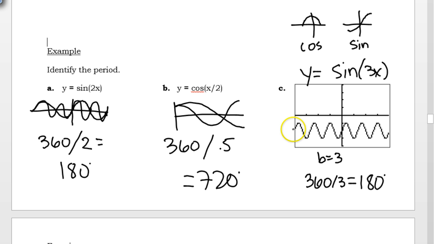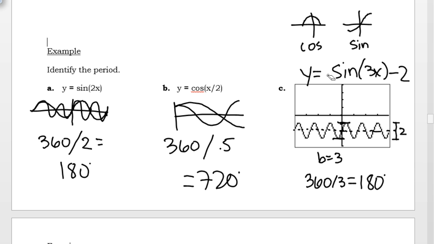My horizontal center line is way down here, so that is at -2. That is my vertical shift. And if I go from the top to the bottom, that is a total vertical distance of 2, but half of that is my amplitude, so my amplitude is 1. I can put a 1 in front if I wanted to, but I'm just going to leave it blank because I know that an invisible 1 is there when I don't put anything in there.